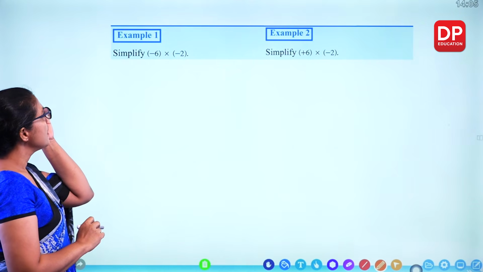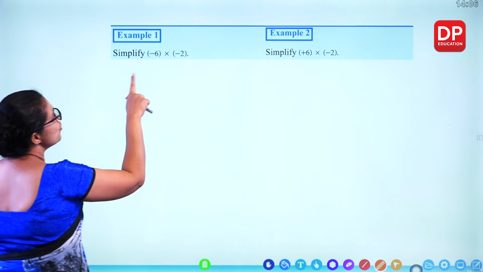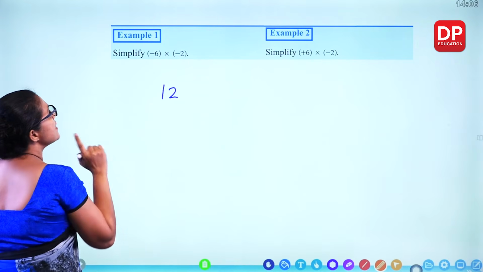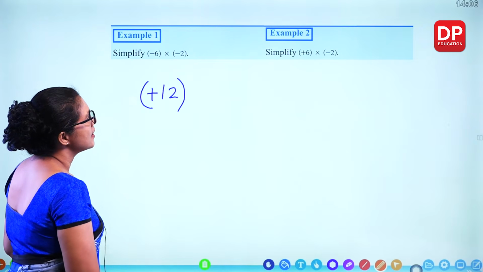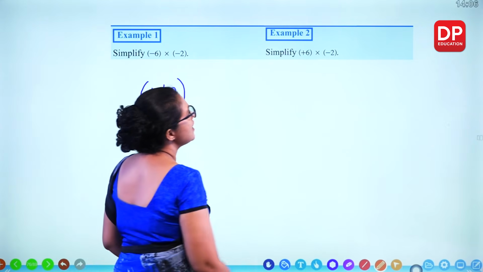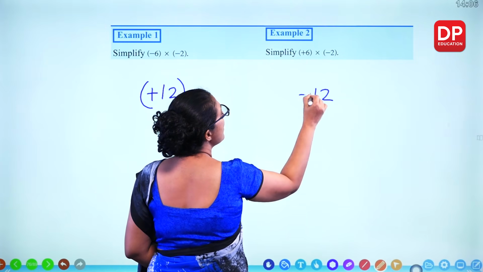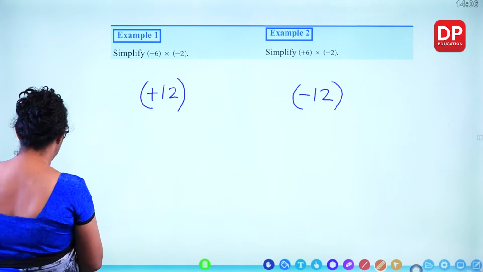Example number 1, simplify. So here multiplication. What you do, just multiply the two numbers and same sign, you get plus. Multiplication here, 6 and 2, 12. 1 is positive and 1 is negative. Answer is negative.